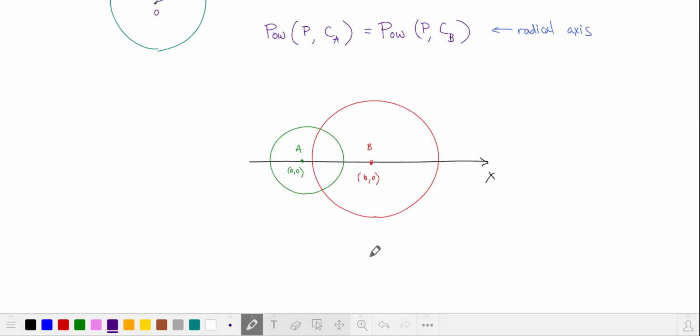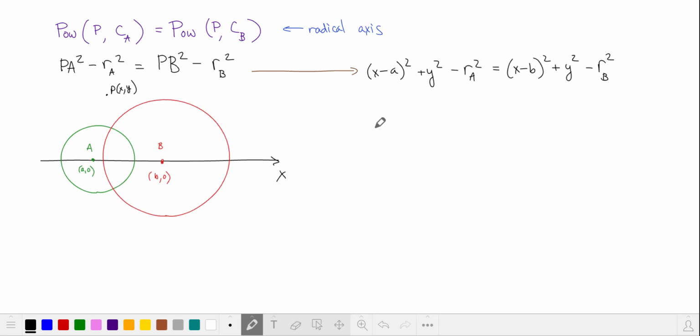Let's put the centers of our two circles on the x-axis and find these distances. We want PA squared minus the radius of circle A squared to be equal to PB squared minus the square of the radius of circle B. Using the distance formula, the distance from P to the center of circle A is (x minus a) squared, and because the center of circle A is on the x-axis, we can just say that the vertical distance is y squared. Subtract the square of the radius of circle A, and likewise with the distance from point P to the center of circle B minus the radius of circle B.